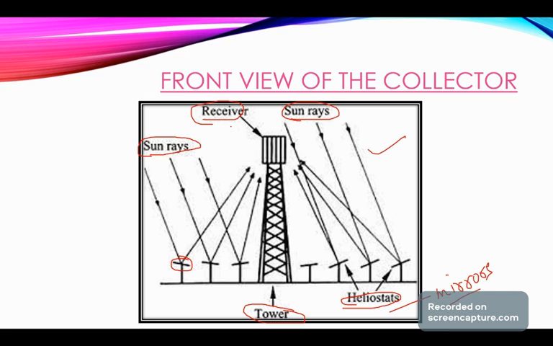This is the front view of the collector, how the collector can be seen from the upper side. That's what has been shown here. It consists of the receiver, the heliostats on which the sun rays fall and are reflected towards the receiver, and the tower on which the receiver has been placed. The heliostats are nothing but the mirrors which help in reflecting the sun rays towards the receiver, right?